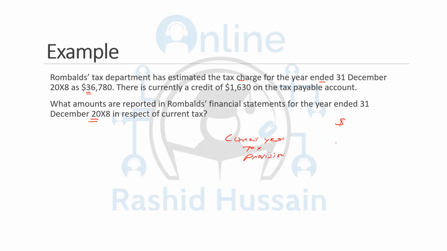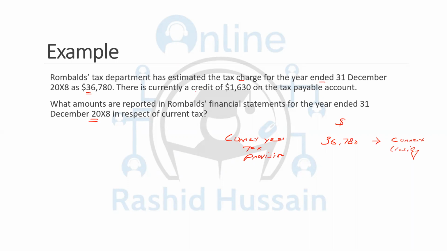The current year tax provision is 36,780. This is the estimated tax of 20x8, year ended 20x8. And this is your current liability as well, because we know that first we book the tax within the books and then we pay it. So it is your current liability.